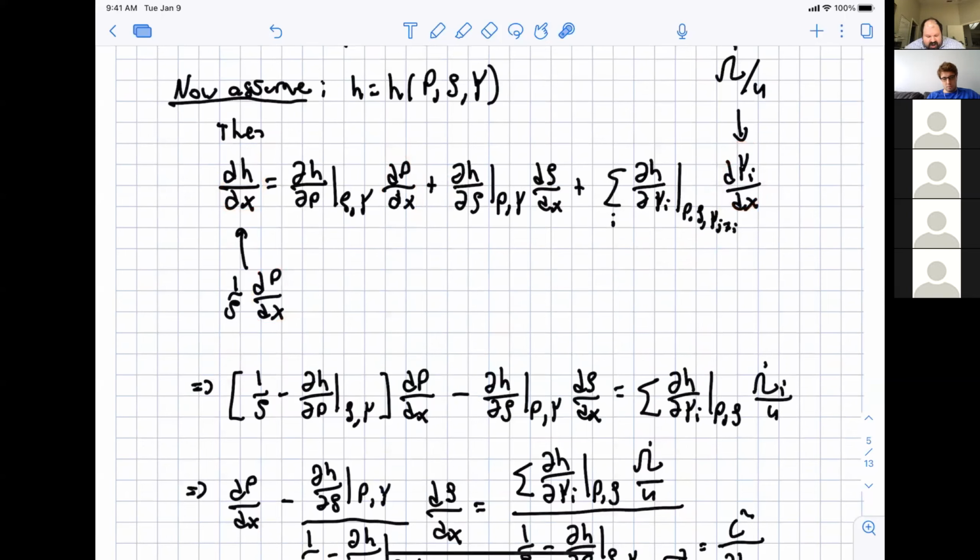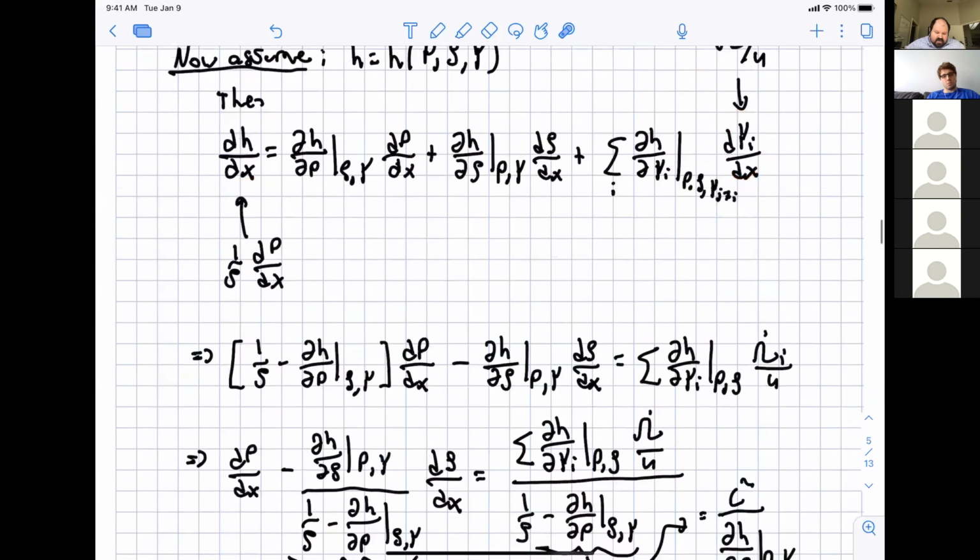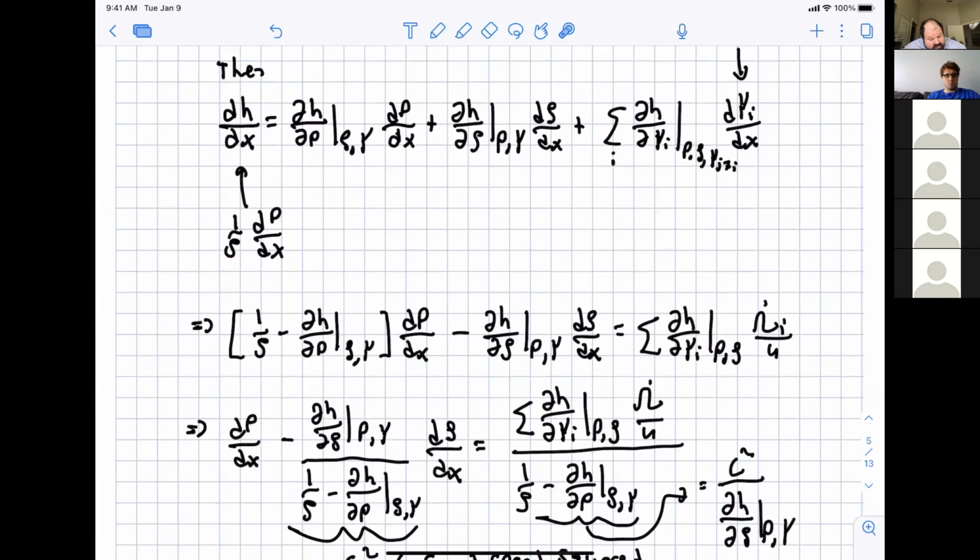And so I'm going to move this dP dx over to this side and this d rho dx over to this side too. Okay. So then collecting like terms, I have 1 over rho minus partial h partial p at constant rho and constant composition times dP dx minus partial h partial rho at constant pressure and composition times d rho dx is equal to basically the sum of this term here applied to all the species.